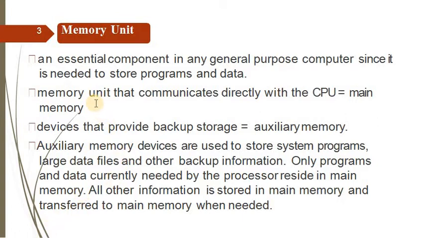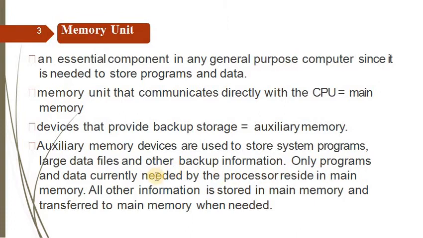Now we will see the memory unit that communicates directly with the CPU, that you call main memory. Then we will see what is an auxiliary memory. Devices that provide backup storage, that you call auxiliary memory. Auxiliary memory devices are used to store system programs, large data files and other backup information.